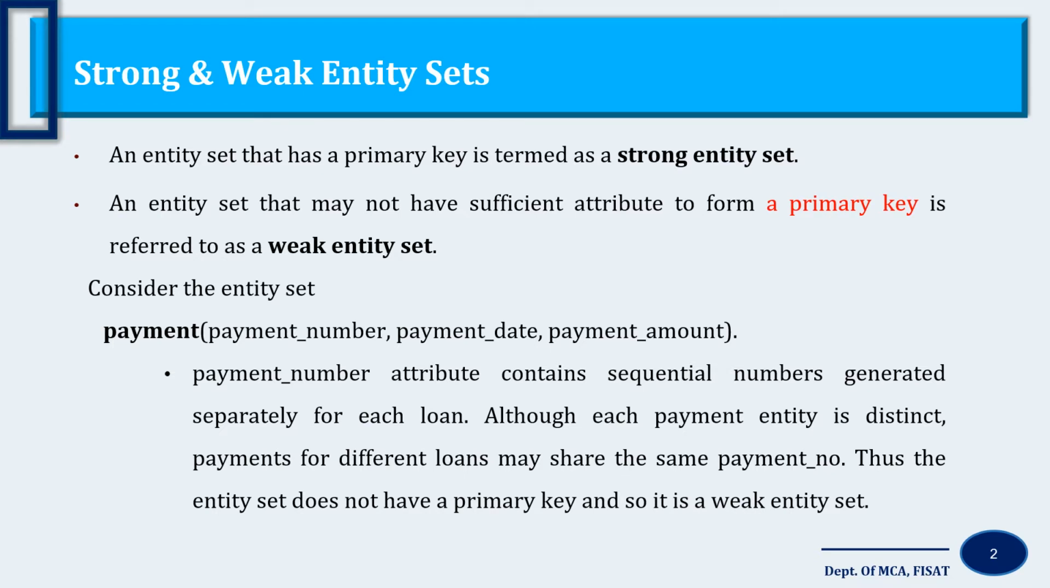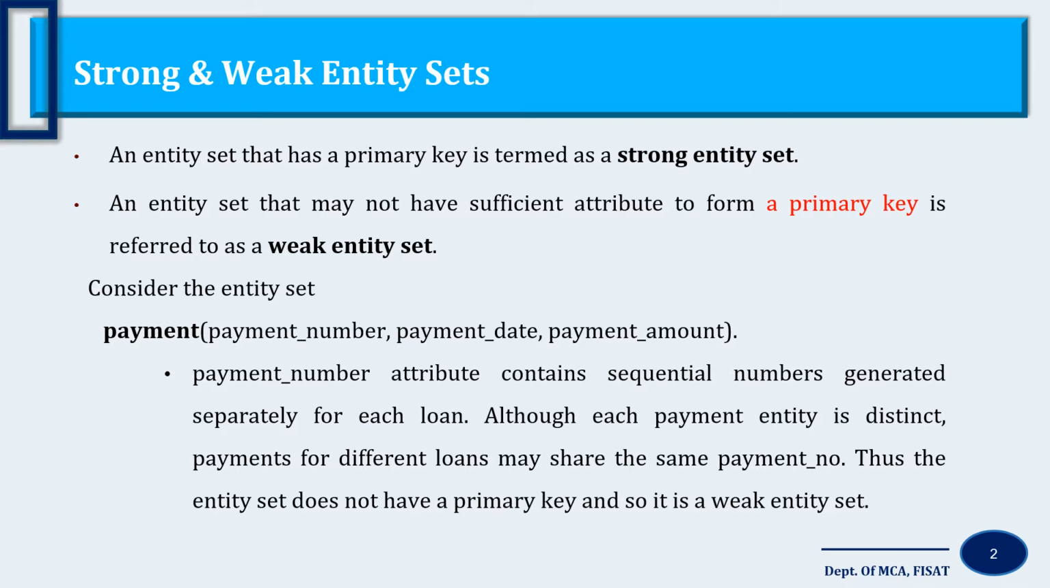But in some cases, some entity sets may not have sufficient attributes to form a primary key. Such an entity set can be referred to as a weak entity set. So a weak entity set is nothing but an entity set that does not have a primary key to uniquely identify a particular entity from the entity set. So a weak entity set is the entity set that has no primary key.